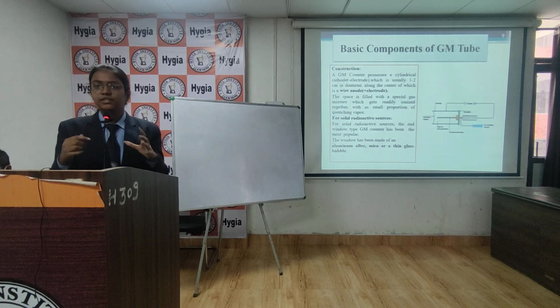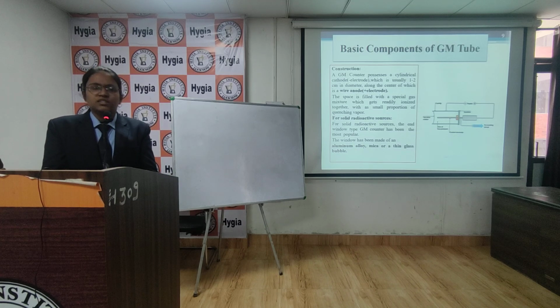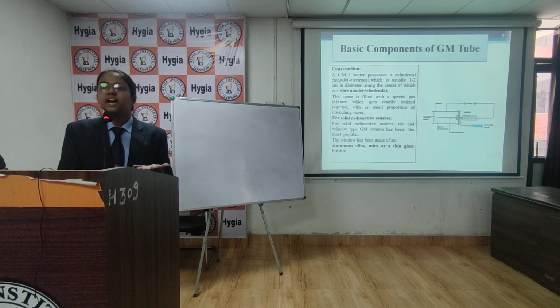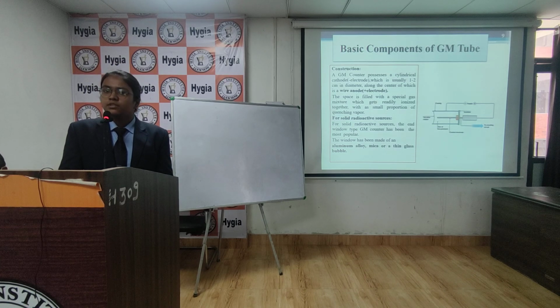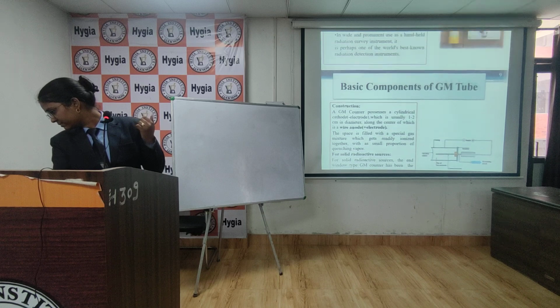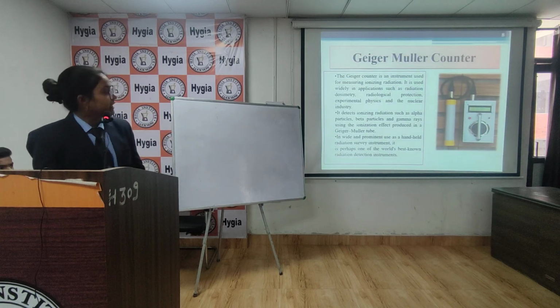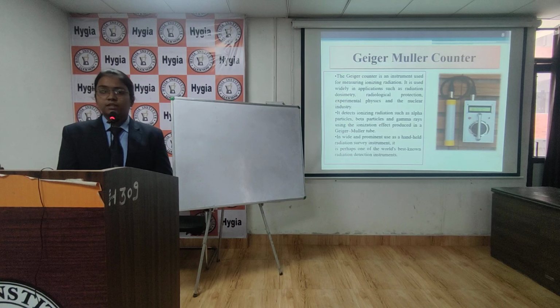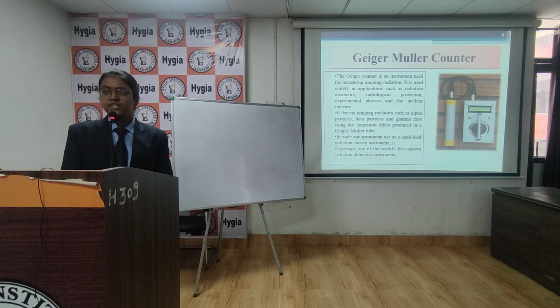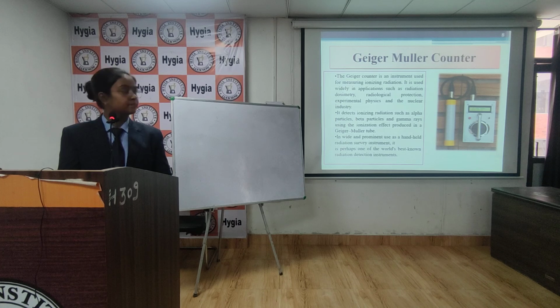The cylindrical tube present in the GM tube is filled with a specialized gas. Usually we use argon, which gets readily ionized, and we use a very small proportion of quenching vapors, that is 5 to 10% of organic gases, which prevent the spurious formation of voltage. Previous slide. So let me tell you how it works. The GM counter usually detects radiations like alpha, beta and gamma rays.